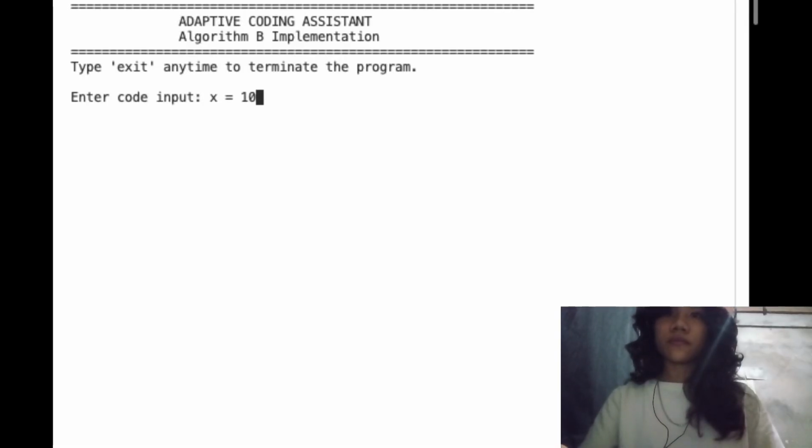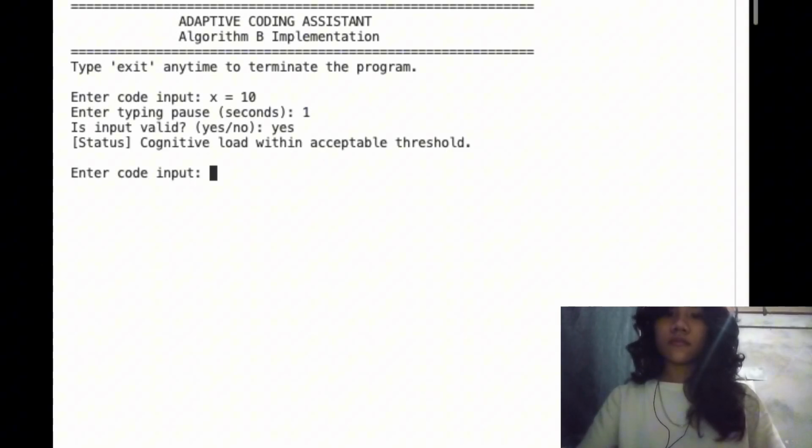This system uses a merge sort-based ranking algorithm to provide help only when it detects cognitive struggle through typing pauses or repeated errors. First, let's look at the standard interaction where the user is in a flow state. Because the pause was short and the code was valid, the system status reports cognitive load within acceptable threshold. There was no suggestion shown, respecting the user's focus.